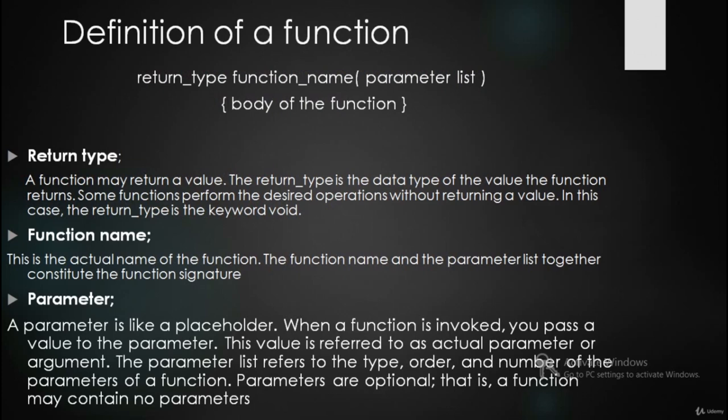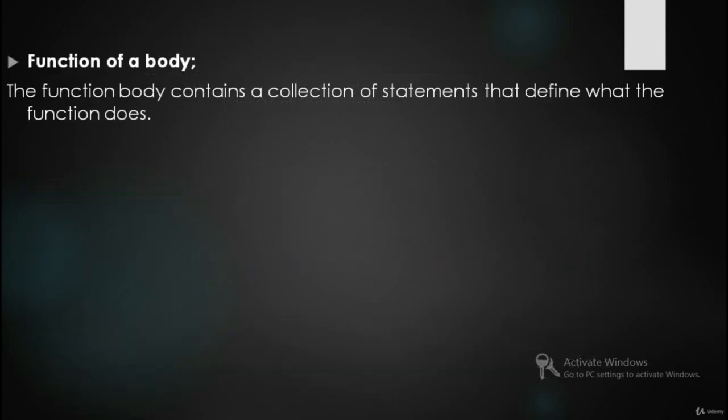Now, when we are defining a function, for instance, let's take a good look at this one. When we have return_type, and then we have function_name. They are called parameter list. And then what is contained in the braces is called the body of the function. So in the definition of a function, we have return type, function name, parameter, and then we have function body.